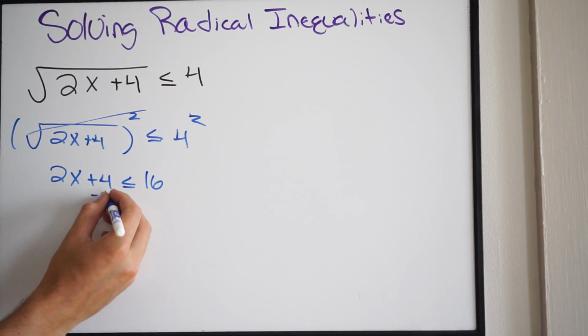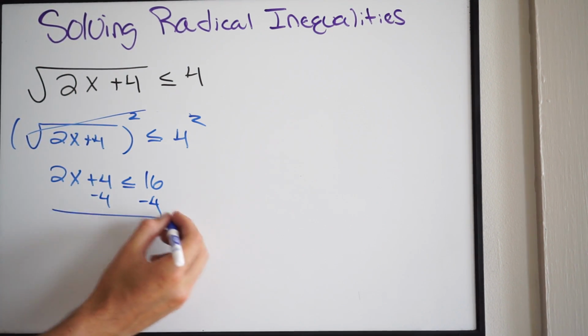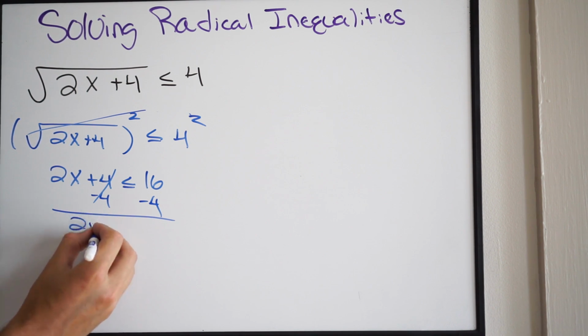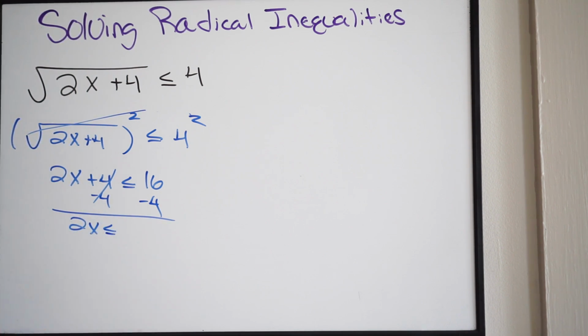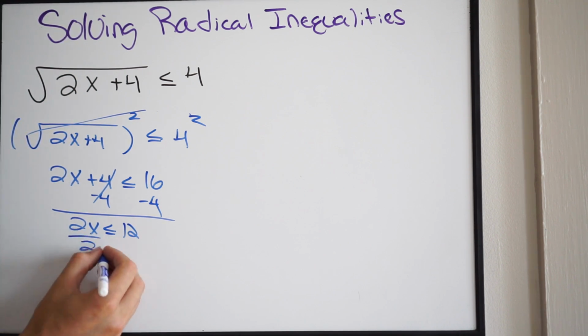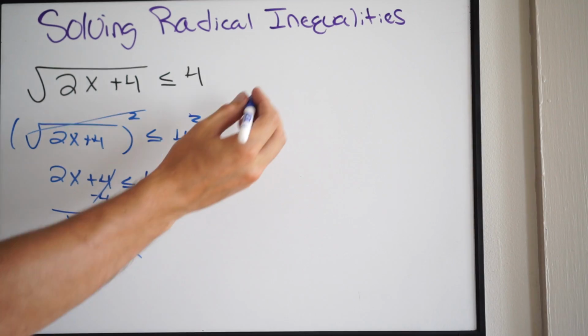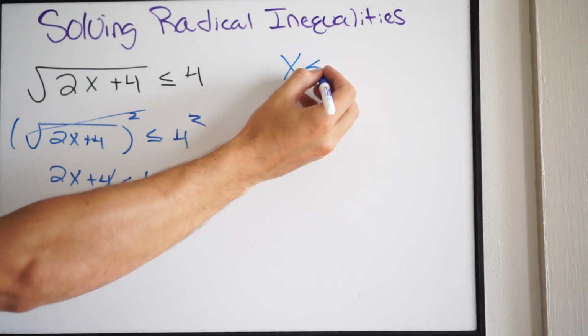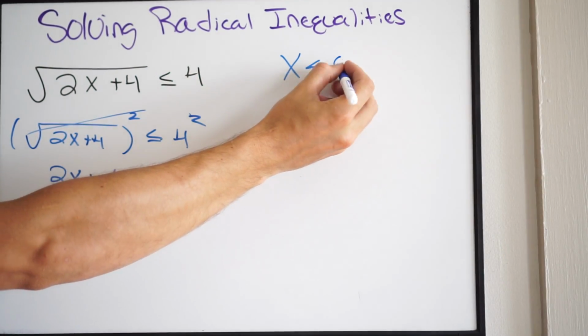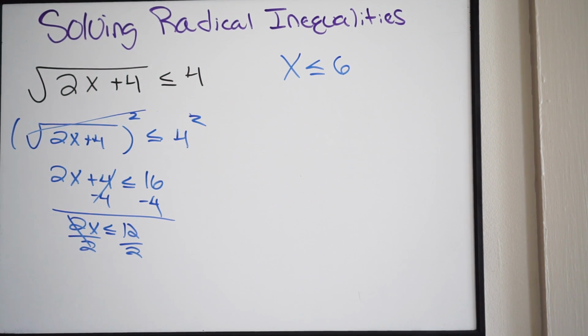We're going to subtract 4, and we're left with 2x is less than or equal to 12. And now we simply want to divide both sides by 2. So we get the following: x is less than or equal to 6. And you may be saying now, great, we're done.